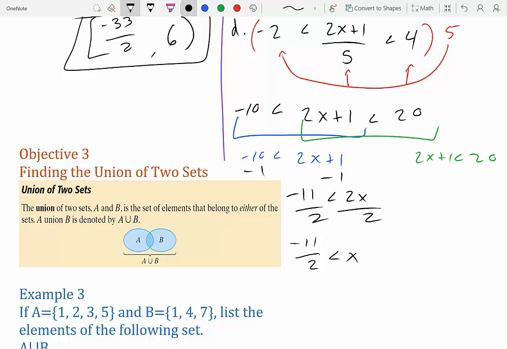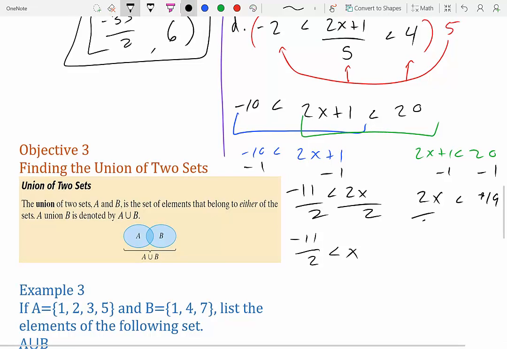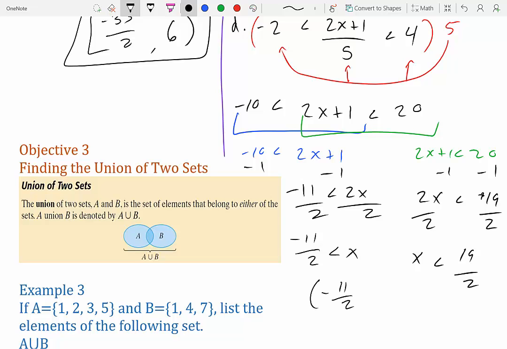Same thing over here. We are going to subtract 1. So we have 2x is less than positive 19. Divide by 2. So we have x is less than 19 over 2. Since it's a compound and the inequalities are going in the same direction, we can go ahead and do negative 11 over 2 and 19 over 2.